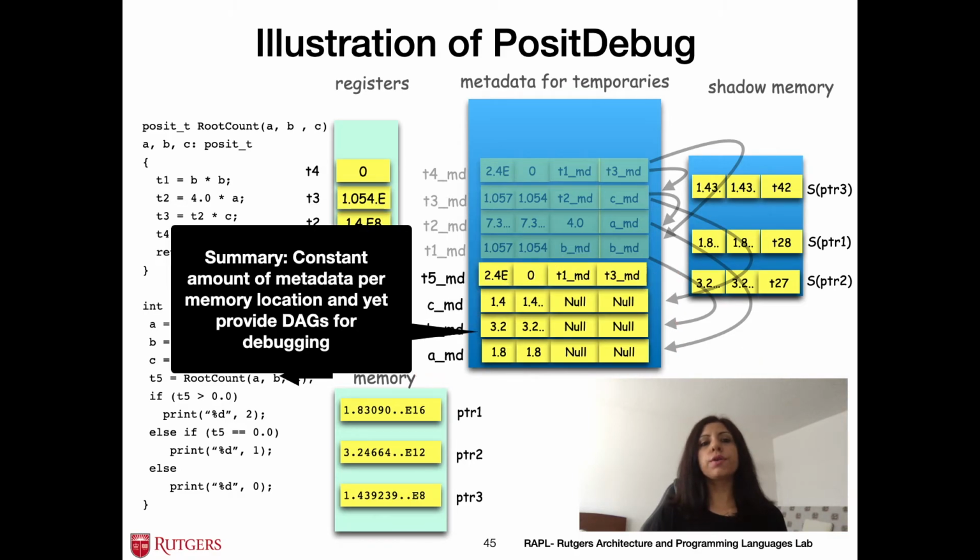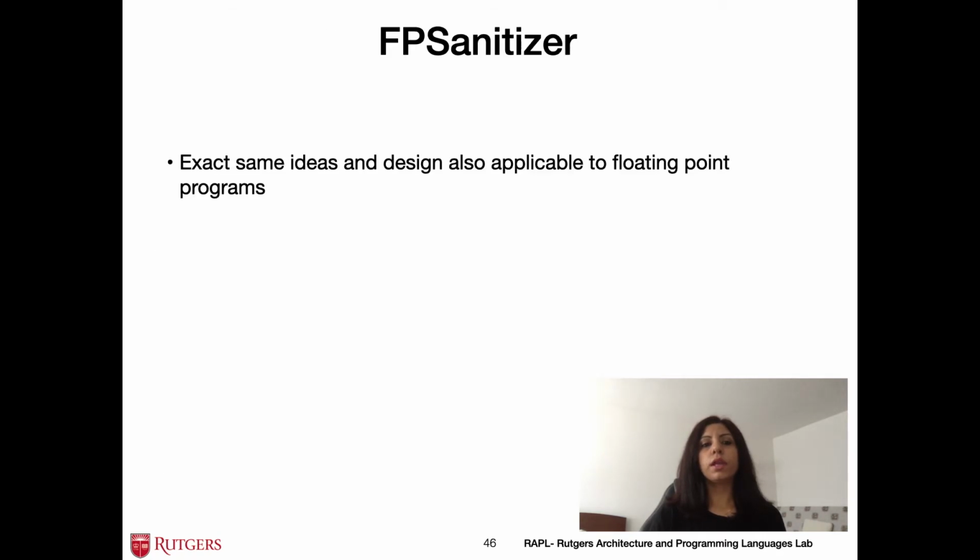This design of storing the constant amount of metadata in the program stack and following it to get the DAG makes PositDebug scalable with long-running applications. Since PositDebug is based on compiler instrumentation, it can be used with interactive debuggers like GDB. As I mentioned before, the same ideas of PositDebug can be applied to debug numerical errors in floating point applications. And that's why we have built FPSanitizer.